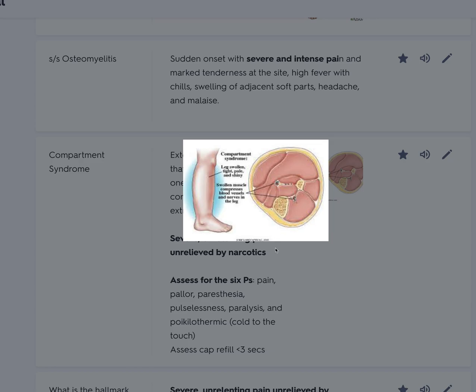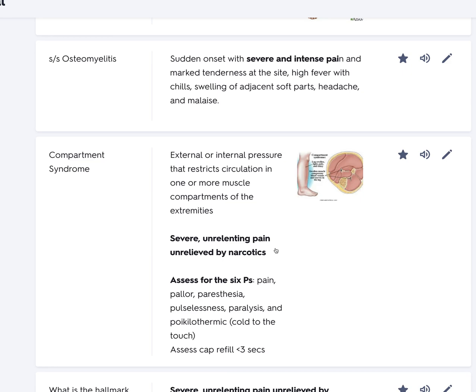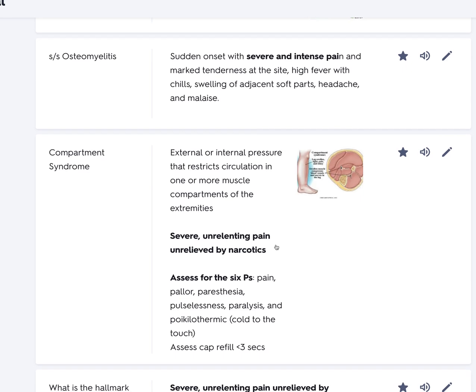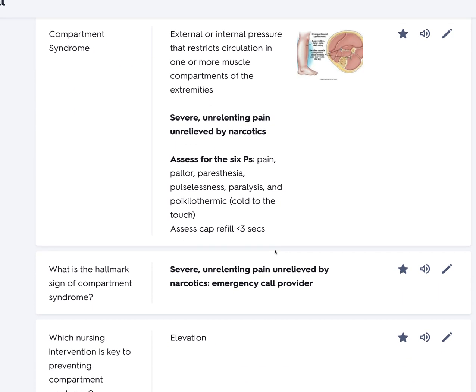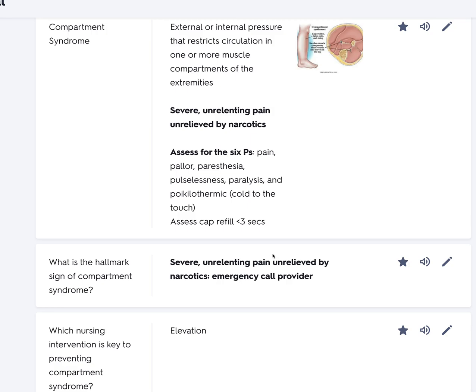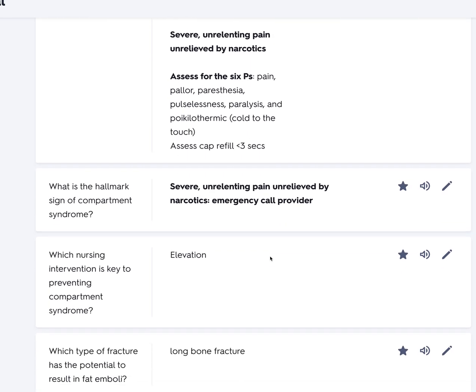So again, the hallmark is severe, unrelenting pain, unrelieved by narcotics. So you are going to assess the 6Ps. Call the provider if the patient has pain that is unrelieved by narcotics. Now, to prevent compartment syndrome, you're going to elevate the limb. If you suspect your patient has compartment syndrome, put the limb down. Do not elevate the limb, okay? Put it neutral with the body.